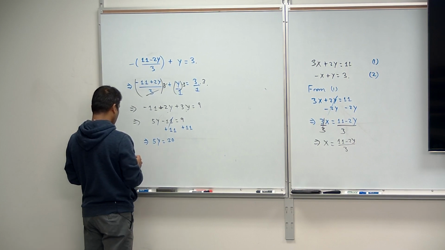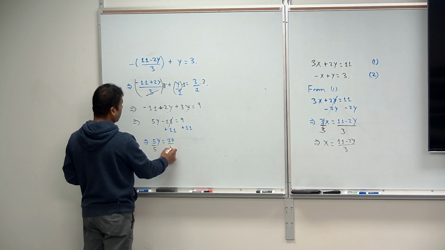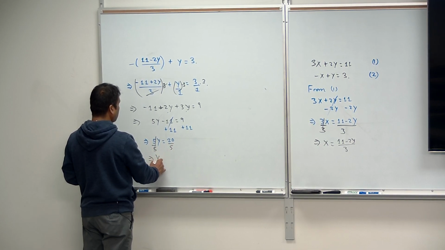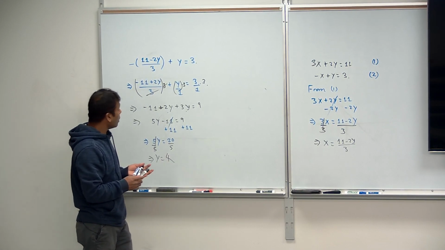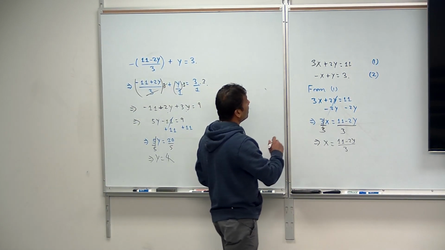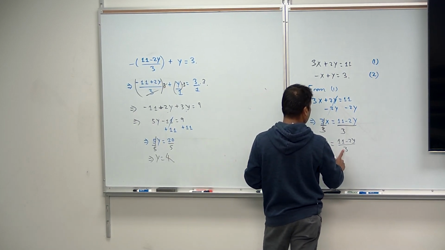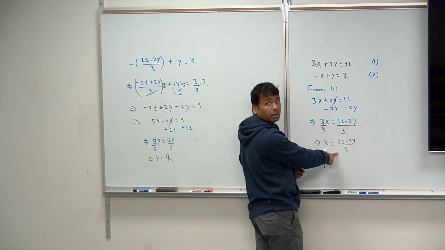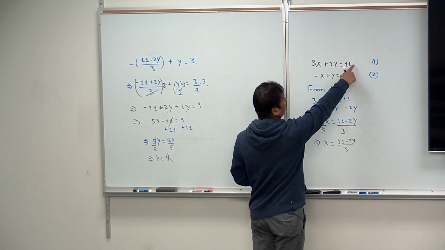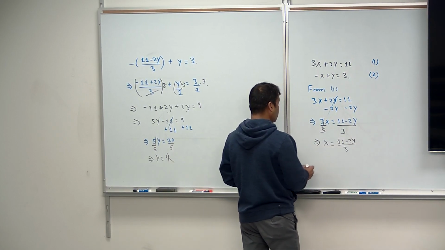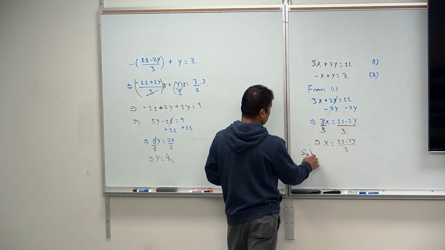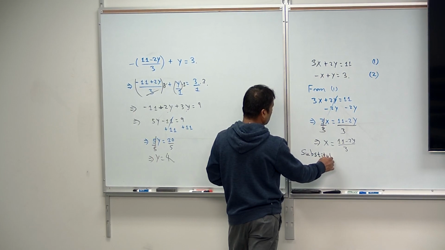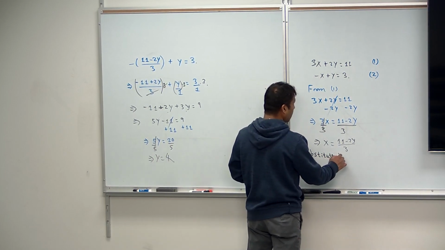So you divide both sides by 5. You cross them out. So that will give you y equal to 4. And you substitute the value of y in either equation. It doesn't matter. If you substitute here or here or here, you will get the same value. So now you substitute the value of y.